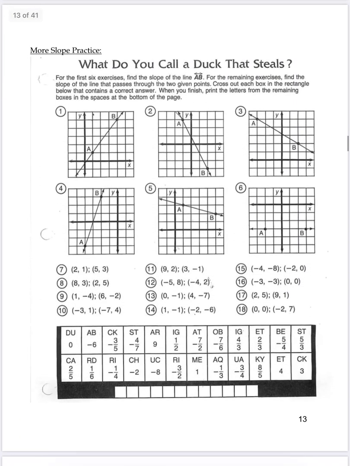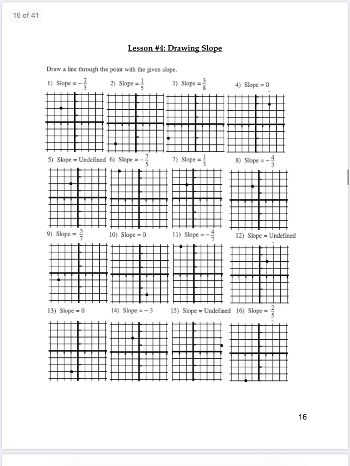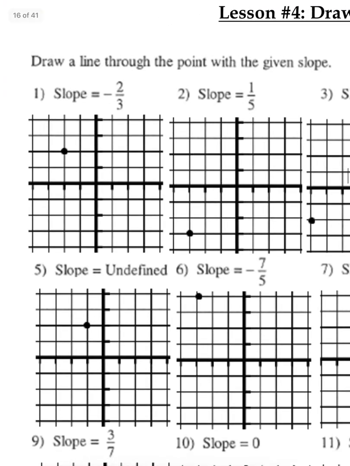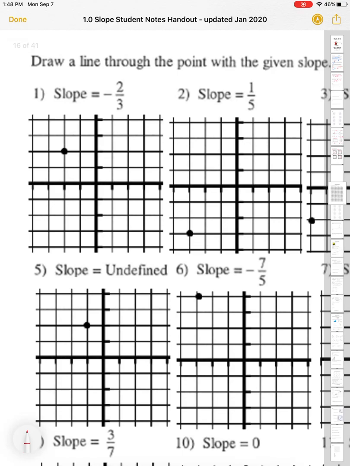So that's where we left off, and you guys did your practice. And today we're going to talk about drawing slope. That's our first lesson. So we're on page 16 in your student note package. And we're going to learn a little system for how to draw a slope. And I'm going to expand each of these so it's easier to see. So we're given a point, and we want to draw a line given that point and given the slope.